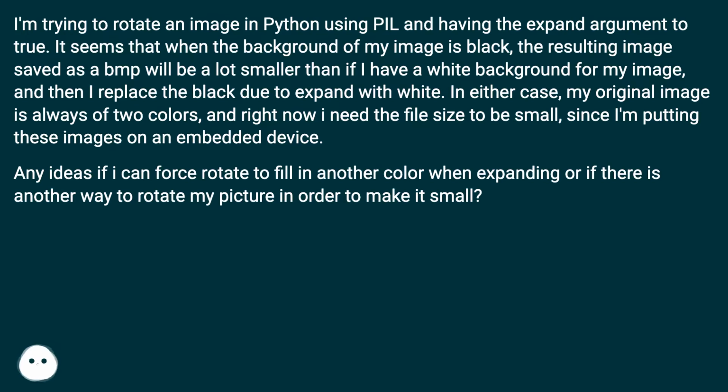It seems that when the background of my image is black, the resulting image saved as a BMP will be a lot smaller than if I have a white background for my image, and then I replace the black due to expand with white. In either case, my original image is always of 2 colors, and right now I need the file size to be small, since I'm putting these images on an embedded device.